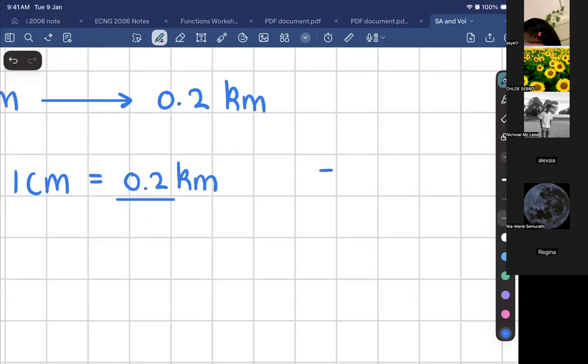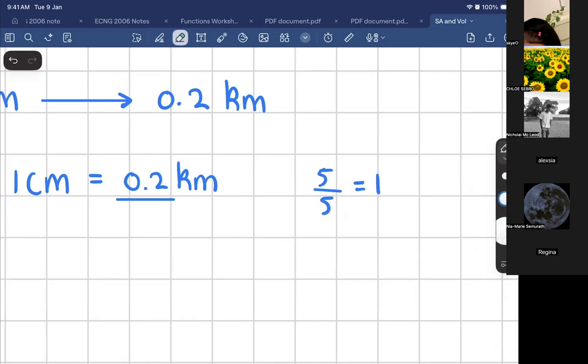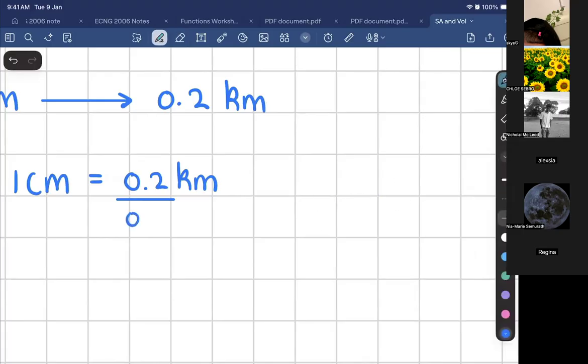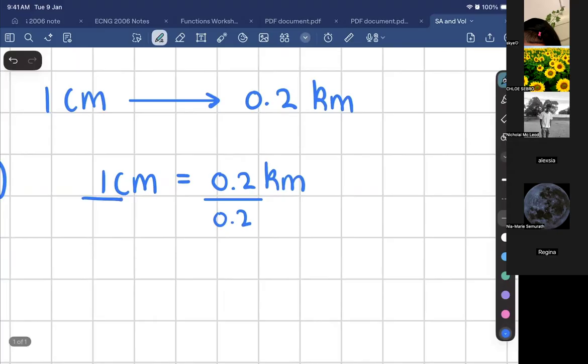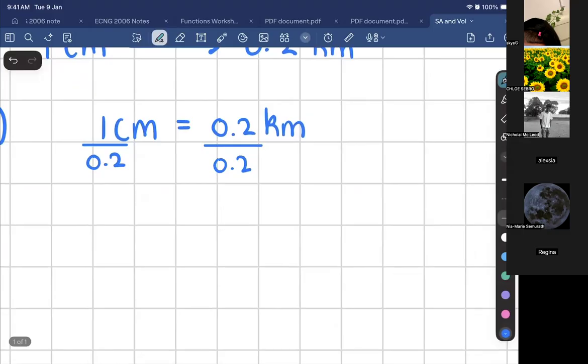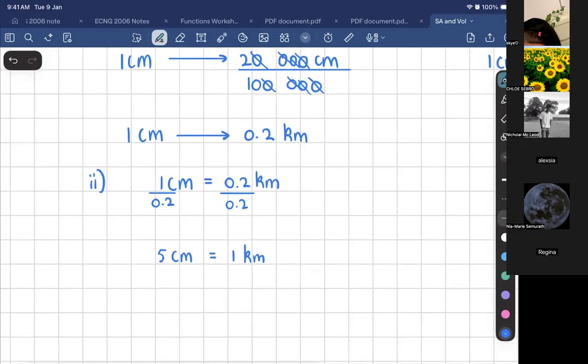If you're confused, think about it like this. If I had 5, what would I need to divide 5 by to turn that to 1? 5. So what would I need to divide 0.2 by to turn that to 1 kilometer? 0.2. Exactly. What we do on one side, we need to do on the other side. So what is 1 over 0.2? 5. Right? So in other words, 5 centimeters on the map is actually how many kilometers? 1 kilometer, right? You with me so far?